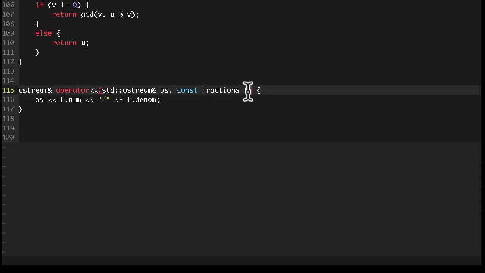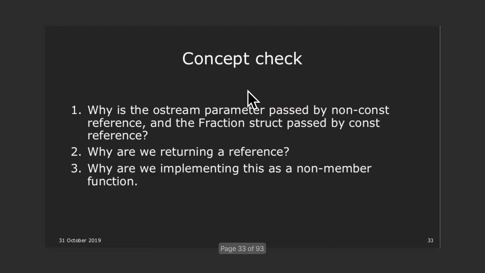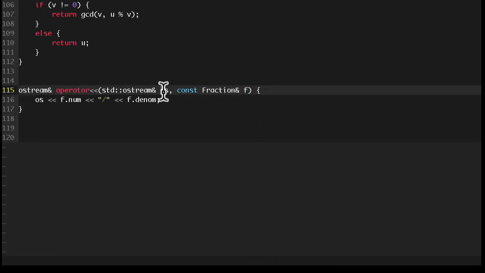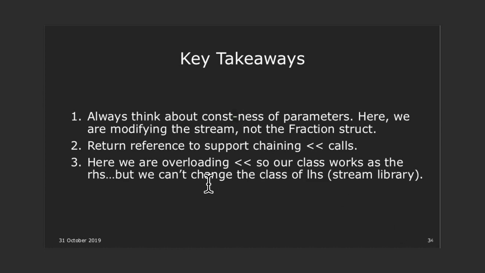Cool. Okay, key takeaways from this one. First, you should always think about the constants of the parameters. So here, os is not const, because we're actually adding stuff to the output stream. But fraction is const, because we're not modifying f. Always think about whether or not we're returning by reference. So this here, it is by reference.